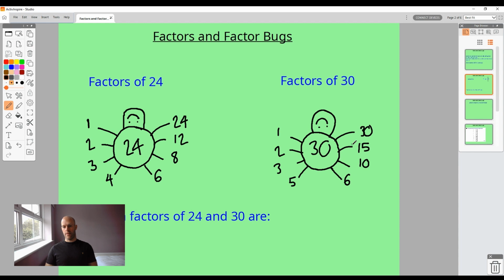Once I get to these right-hand side of legs, I go to 7, 8, 9, I know that I've already made it. It would have come up here in one of these earlier factors. So once I get around to these right-hand set of legs, I know I've done everything. I've got the factors of 30.